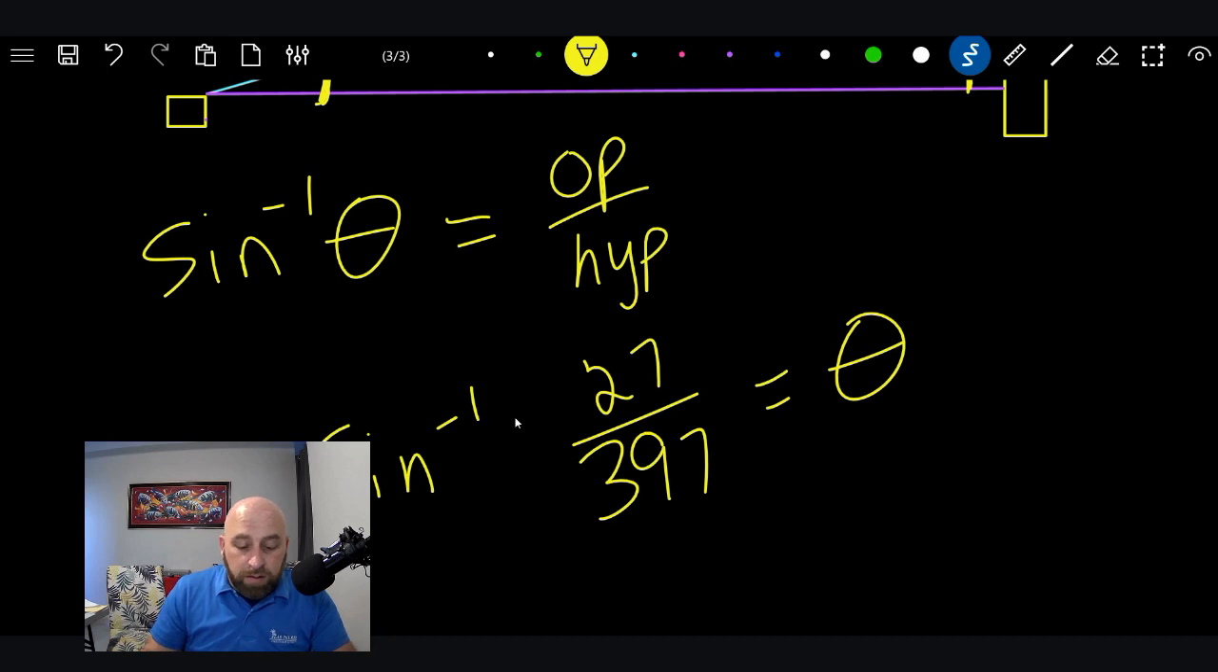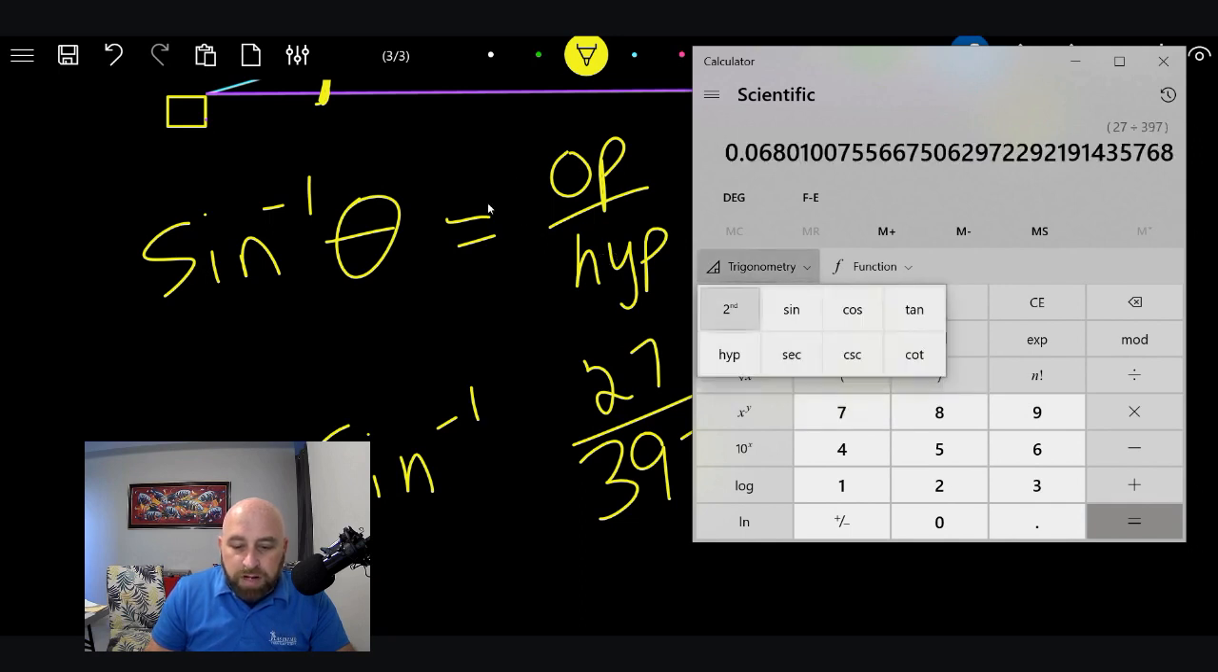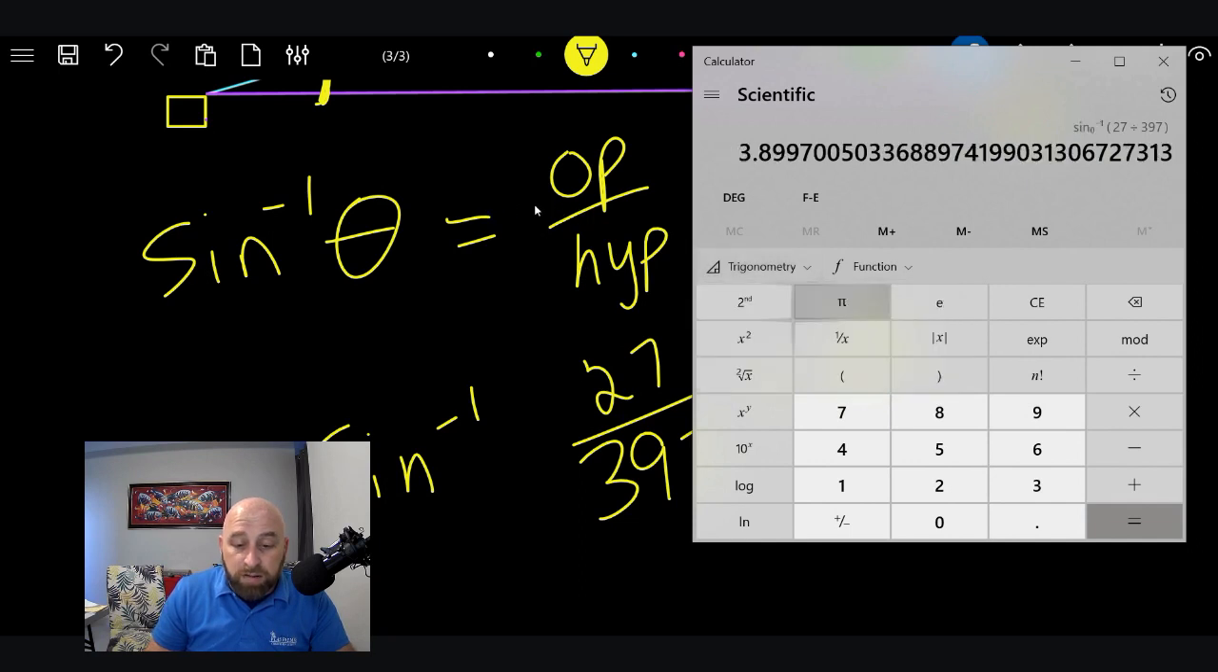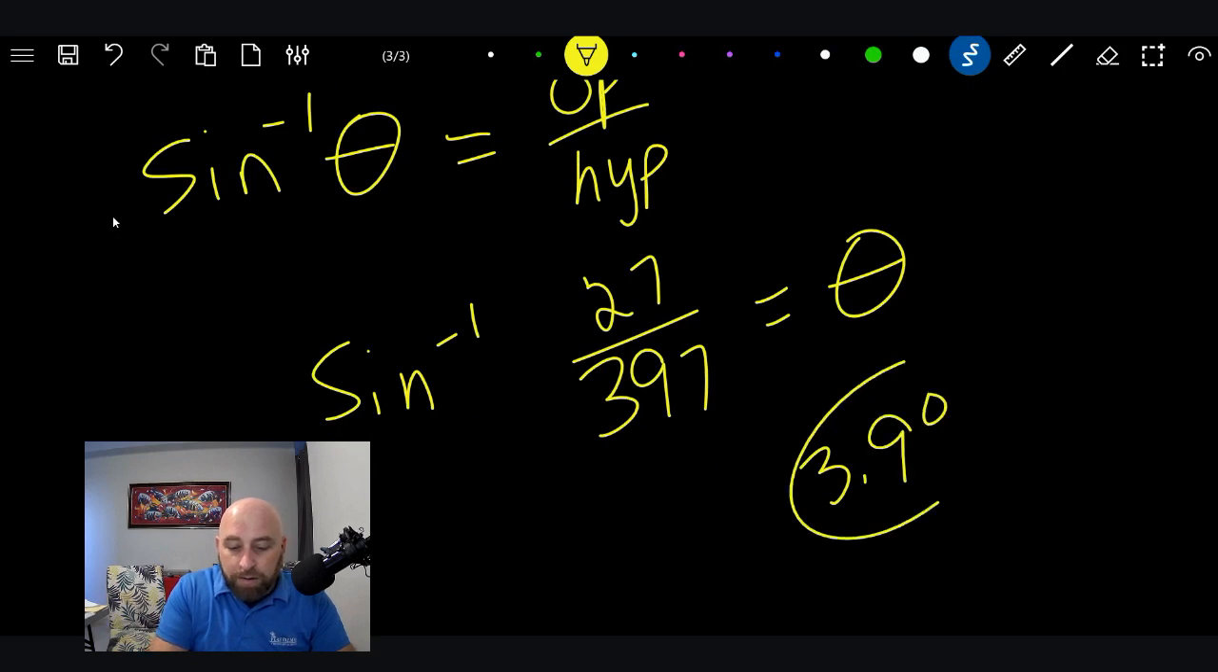So all we do is go to the calculator. On mine, I have to put 27 divided by 397 in parentheses. Then I go to my second function of sine. And it says that it is a 3.899, or 3.9 degree angle. 3.9 degrees. That example is in your book on page number 406, if you want to look at that example in your book. And it wants it to the nearest tenth. That's why I just did one decimal point.